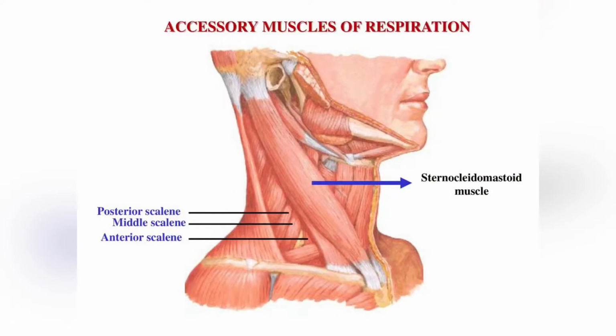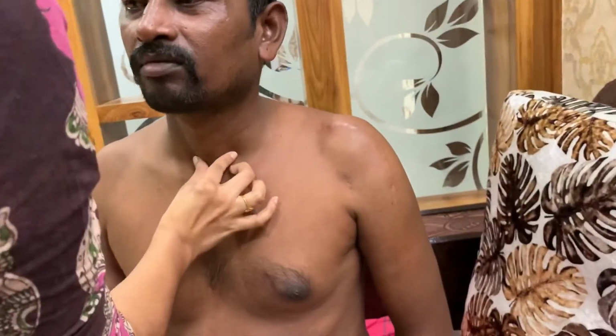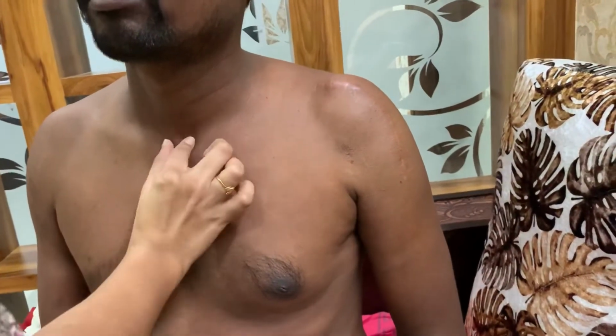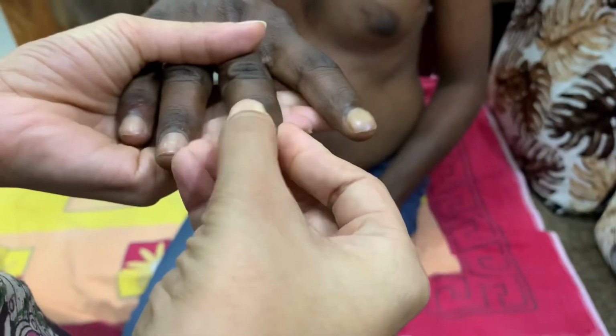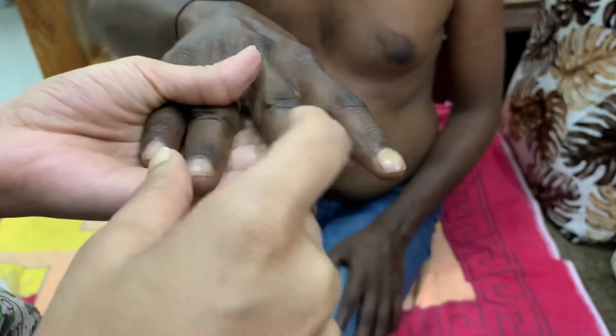Inspect the patient's neck for accessory muscles suggesting respiratory difficulty. Palpate the sternal notch to check the position of the trachea. It should be in the midline. Check the patient's color for circumoral and nail bed cyanosis.